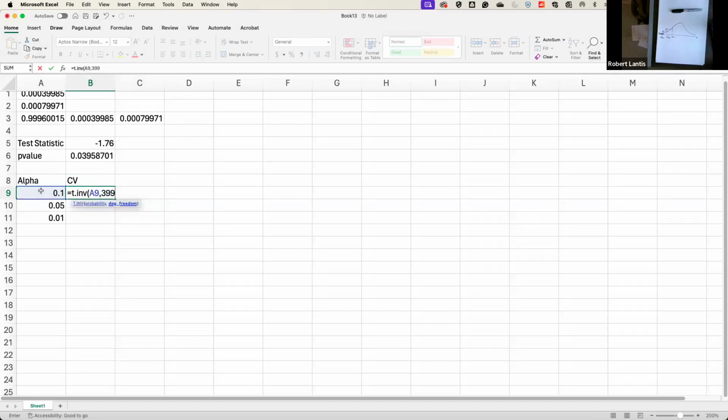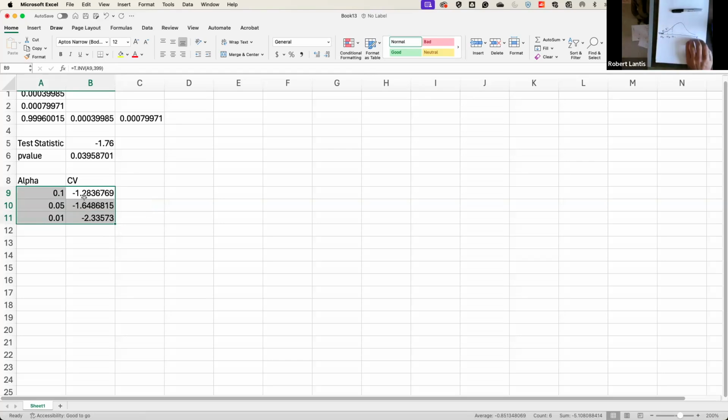I believe it was 399 here. Hit enter. And then I'm going to just copy this down. It updates the alpha that it's using. Here's my three confidence interval critical values, very quickly. Now, if I had a right-tailed test, I would use the same method. But when I look at these, I have to remember, oh yeah, I'm not looking at the left side of the distribution. I'm looking at the right side, so these would be these same exact values, but positive.